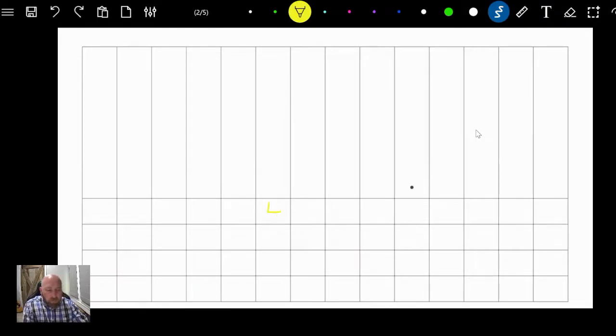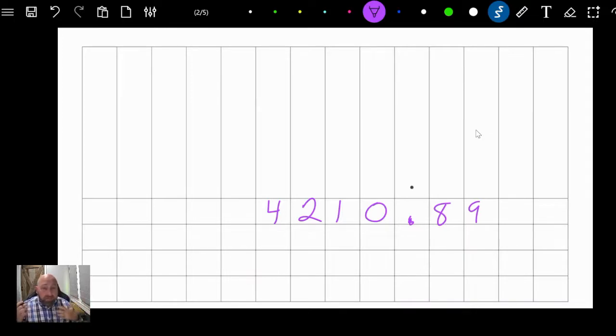So let's put a 4. You can't really see that very well. So let's put a 4,210.89. All right. So what do we have there? Now I've taken the words off there, right? So now you're going to have to kind of figure it out on your own. What are the different place values? Well, this is the ones, tens, hundreds, thousands. That's the thousands place. Over here, we were in the tenths, hundredths. So let's read that number.